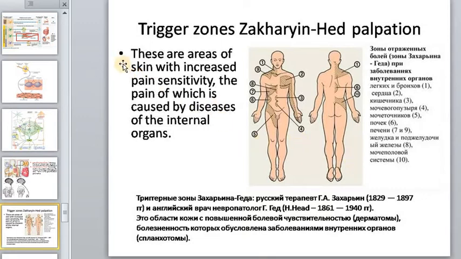And we see these areas of skin with increased pain sensitivity, the pain of which is caused by diseases of the internal organs. For example, first is the area for the heart and lungs, the second one heart, two, and areas for stomach, for liver, six is kidney, and sometimes from the back side too, and these are lungs and the area for the heart.